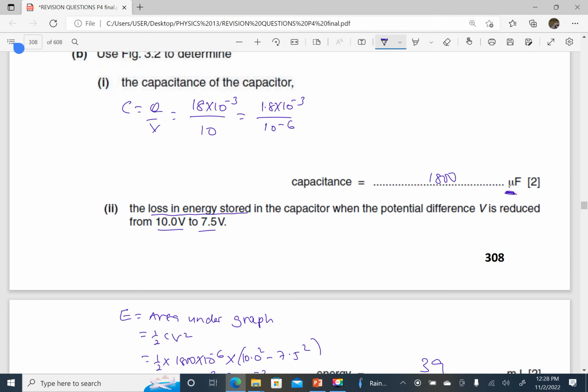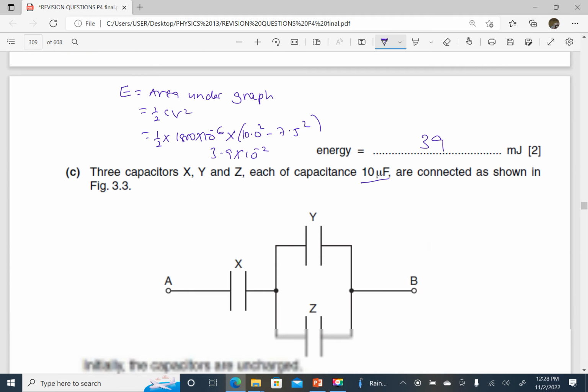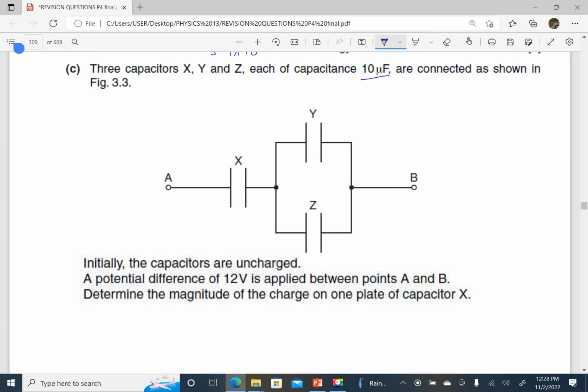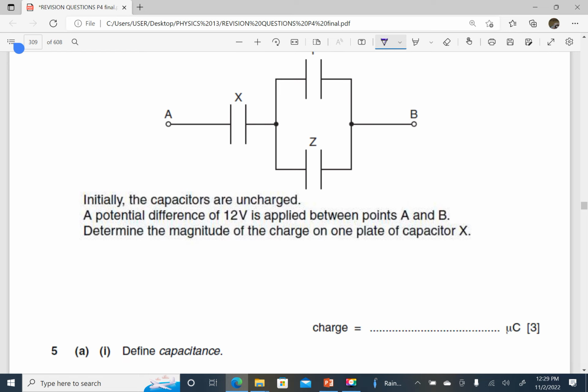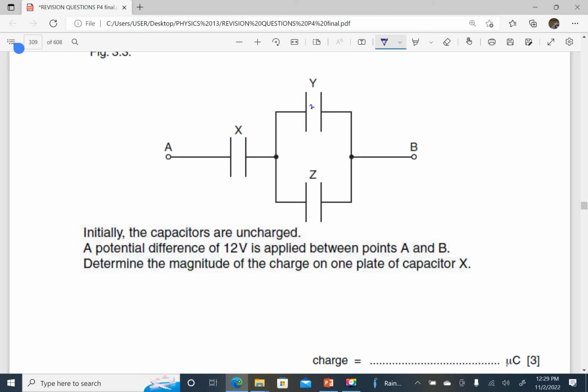So if the capacitors are identical, let us assume the capacitors are identical. We know that the PD across the parallel combination is equal to the PD across a single capacitor, but each capacitor has capacitance 10 microfarads. So we want the magnitude of the charge on one plate of the capacitor. We can find total capacitance. This is 10 plus 10, this is going to be 20 microfarads.